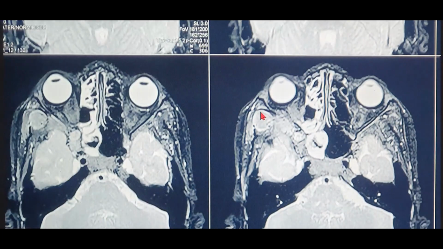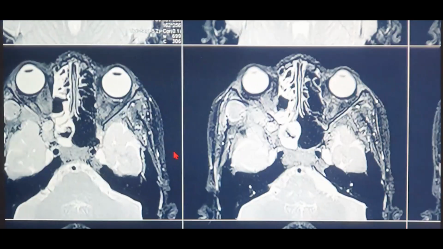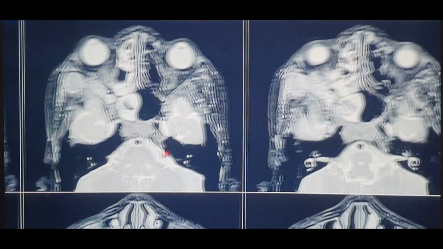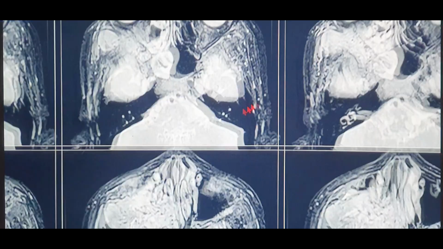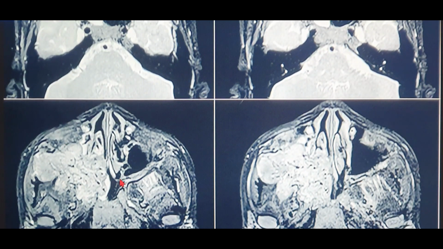Now, if I can show you the actual mass of the JNA over here, you can actually see this mass over here protruding inside. This is much better over here. You can actually see this is a T2 scan, and you can see a lot of flow voids in between. Now this is a very clear picture for the flow voids. Now this is a typical salt and pepper appearance on the MRI scan. You can see a lot of blackish flow voids along with the tumor. You can see that this is a typical salt and pepper appearance.